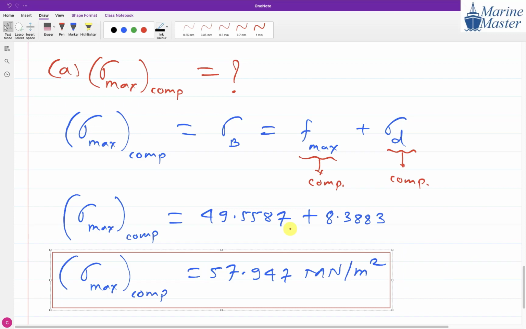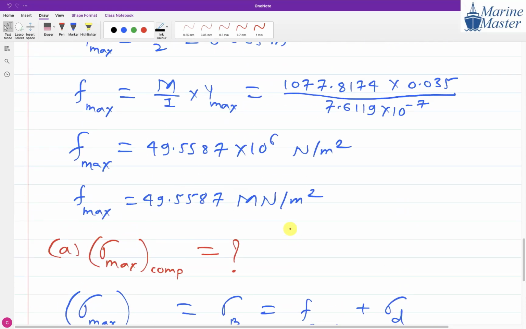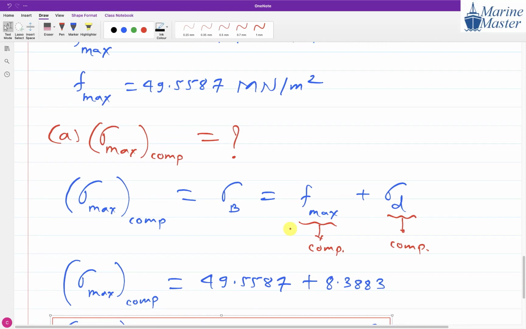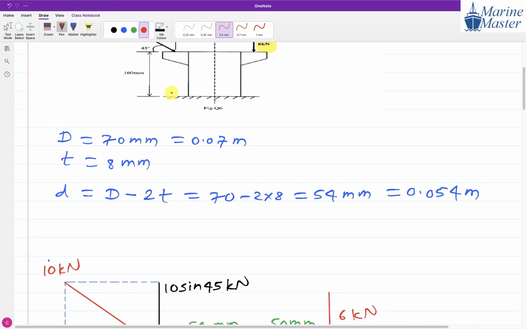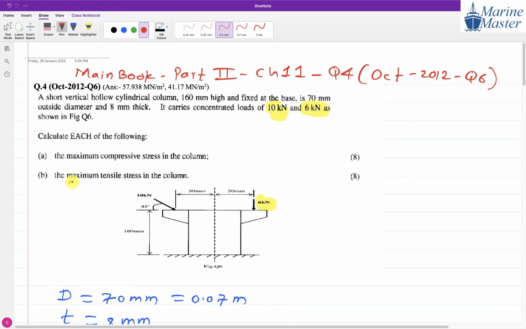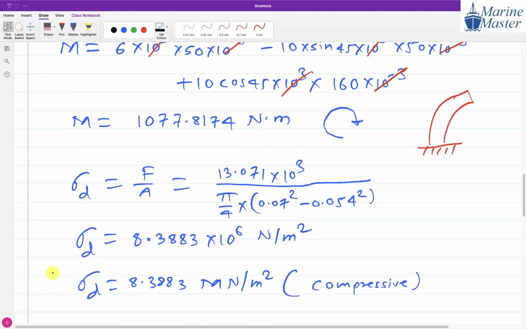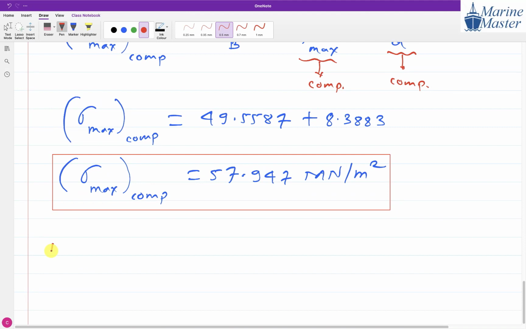Now try to see the scenario here. We will have the maximum compressive stress at point B. In part B, what are they asking us? Stress in the column, meaning the overall effect, where we will have the maximum overall effect. Maximum tensile stress. So in part B our target is to find sigma max tensile.